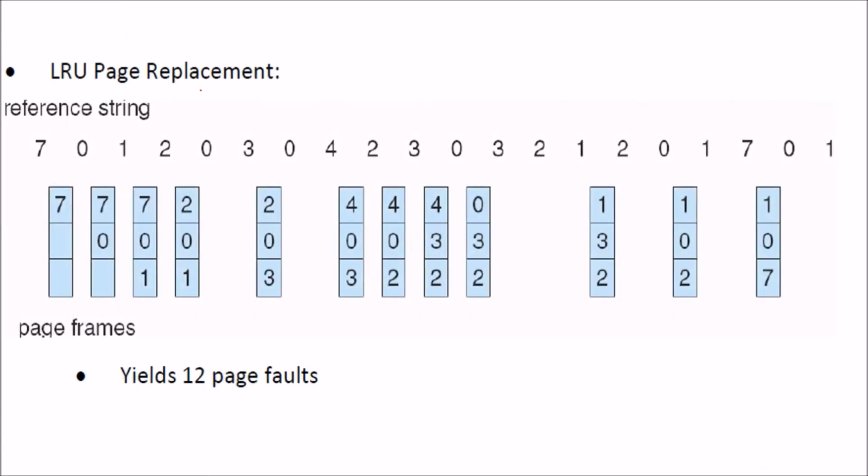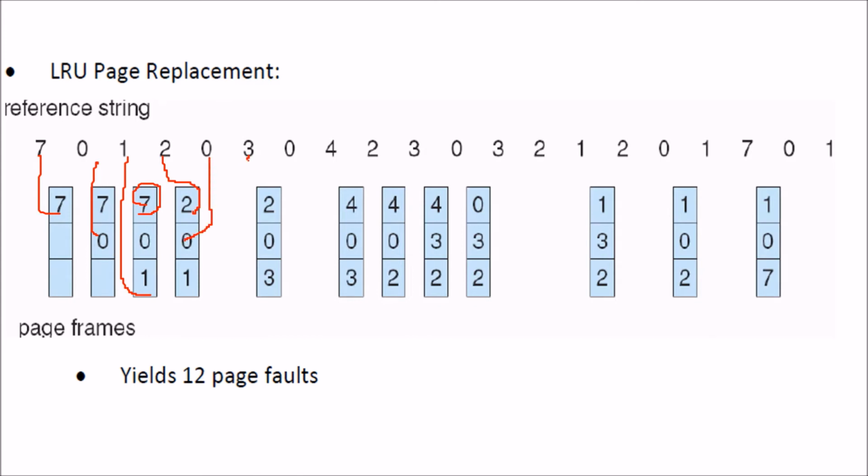We'll take one more example. This is 7. 7 will come, 0 will come, 1 will come. Now which is the oldest? This 7, not being referenced just now. So we replace this 7 with 2. Now this 0 has come, it has just been referenced.